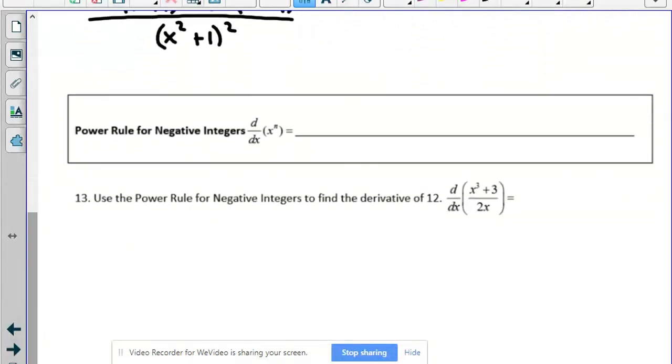Power rule for negative integers. So using the power rule for negative integers to find the derivative of what we just did above, I guess I should probably tell you what the power rule for negative integers is first. So the power rule for negative integers is the same thing.